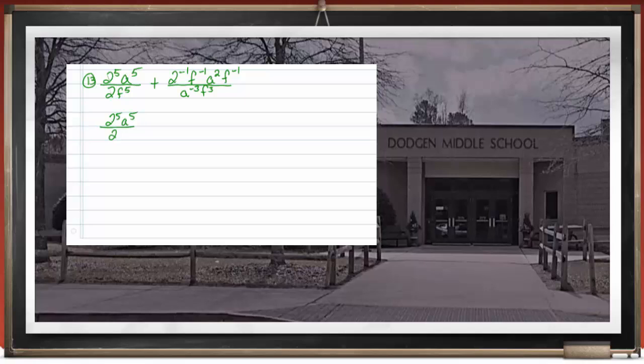For right now, I'm going to leave the term on the left alone. 2 to the 5th, a to the 5th, over 2f to the 5th. And I'm going to do that because I know something about how this is going to simplify, and it's going to save you a step to leave it alone. You could simplify it down, but you'll understand once we work through this problem a bit of the way why I don't. So let's work with the term on the right.